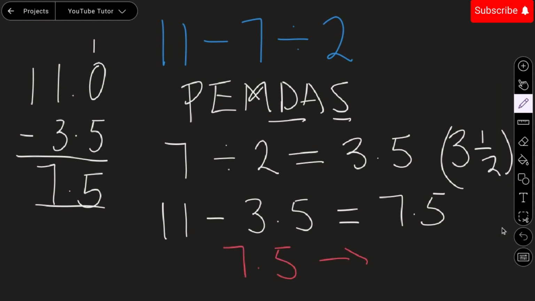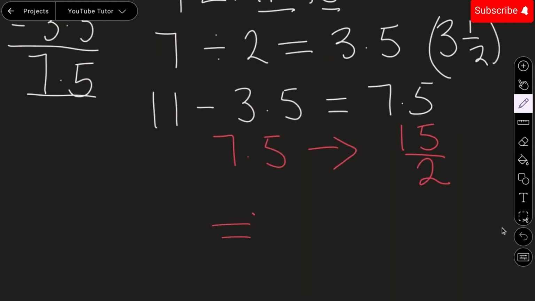or better still 15 divided by 2, or if you want it in a mixed fraction format, 2 can go into 15 7 times. So as I said, 3.5 is 3.5, 7.5 is 7.5.